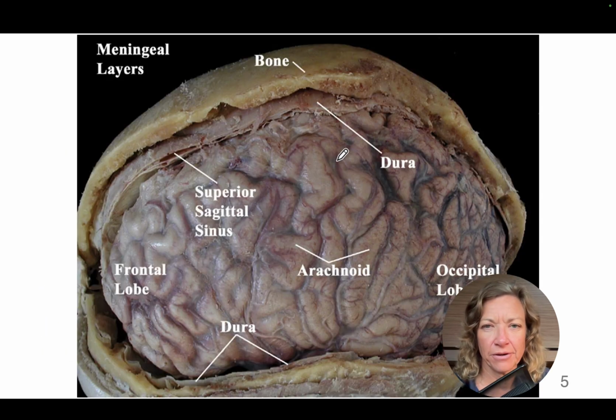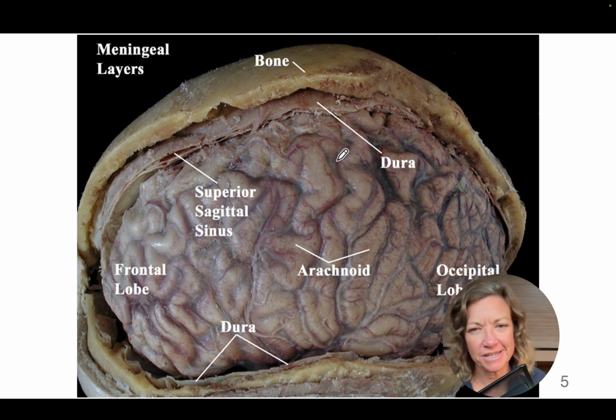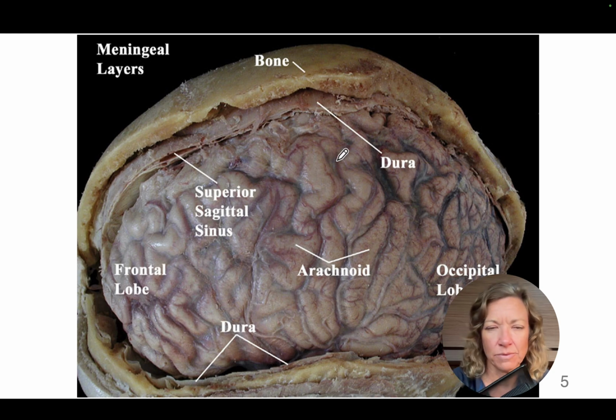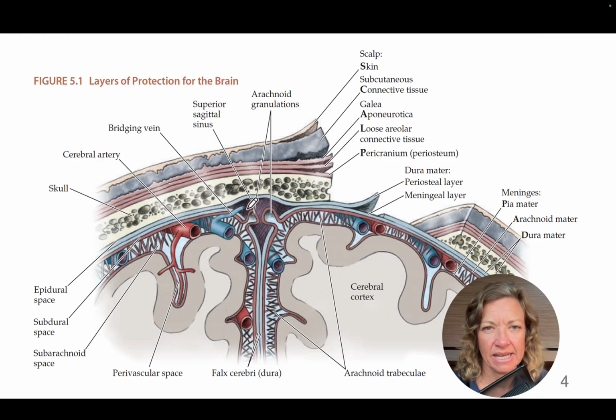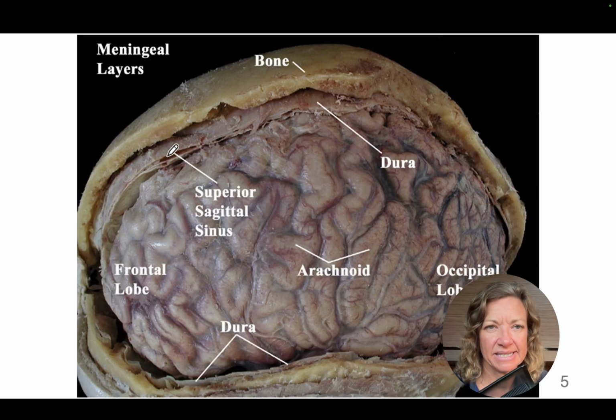So here's another cadaveric dissection, and it's nice to bounce back and forth between a real dissection and a schematic so you can remember what things actually look like. And so here is a coronal section of that sagittal sinus on the schematic. And here in a dissection, because we're right on the mid-sagittal plane, you can actually see the superior sagittal sinus between the periosteal and meningeal dural layers.